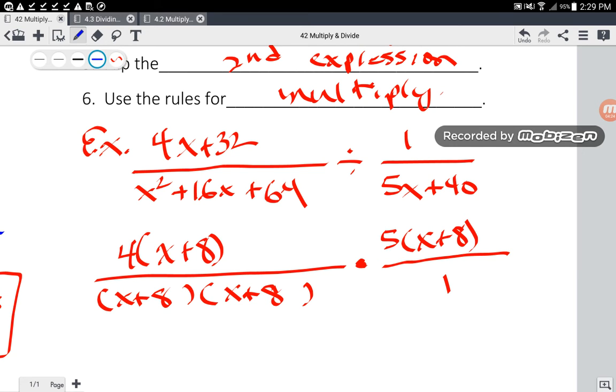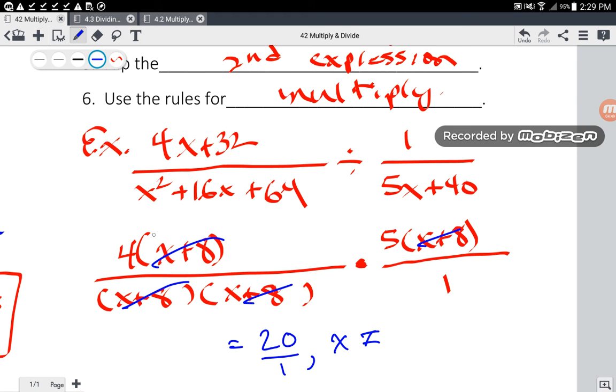And now I'm canceling terms that are identical, top and bottom. And that leaves me 4 times 5, which is 20 over 1. The excluded values are whatever would have made any of the denominators equal to 0.